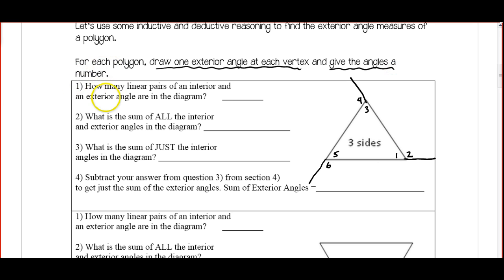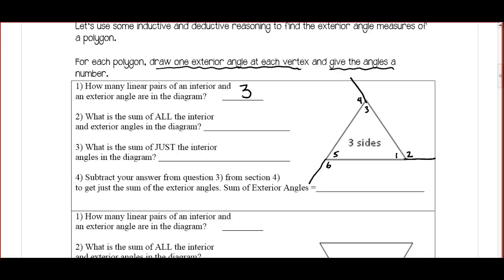Alright, so question number 1. How many linear pairs of an interior and an exterior angle are in the diagram? Well, here's one pair, 1 and 2. Here's another pair, 3 and 4. Here's another pair, 5 and 6. So we have 3 linear pairs of an interior and exterior angle.